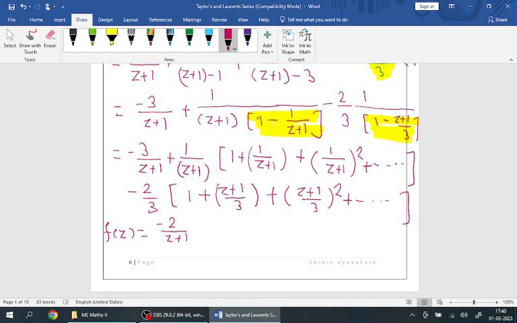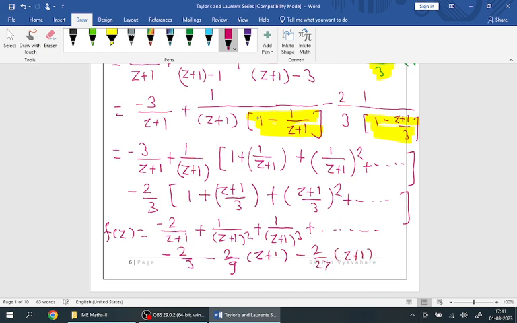Then you are multiplying inside, so 1 upon Z plus 1 bracket square, 1 upon Z plus 1 bracket cube, okay, plus so on. So these are the negative powers of Z plus 1. So this Z plus 1 raised to minus 1, minus 2, minus 3, that gives minus 2 by 3, minus 2 by 9, Z plus 1, minus 2 by 27, Z plus 1 bracket square, and so on. And that is our final answer.